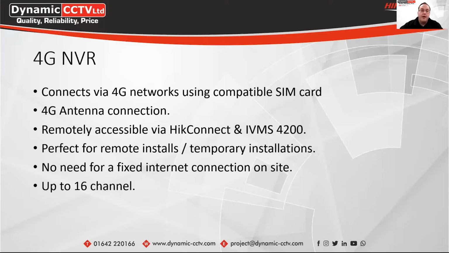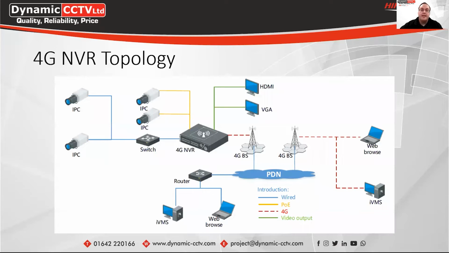These all have the PoE ports on the back of the recorder, but you could also connect to a PoE switch. If you have some remote cameras that are further away on the site, you could use switches to bring those back to the 4G NVR. The 4G NVR would then connect to your 4G network via the antenna that connects to the NVR, and then the antenna would transmit the information across the internet, and that could be to a PC running iVMS or a web browser in different locations across the 4G networks.